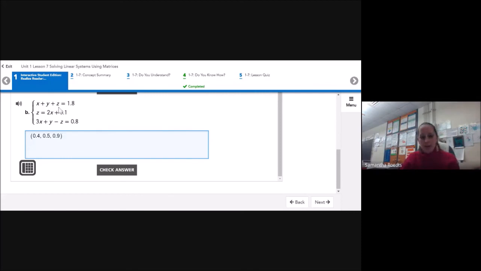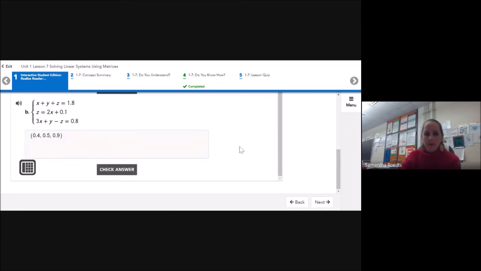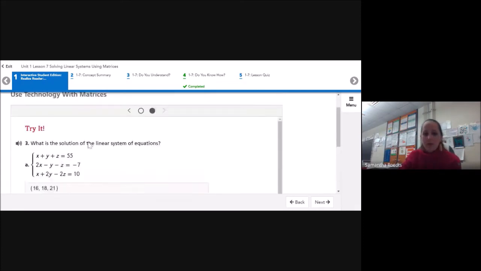Always substitute them back in, double check, make sure that they work out, because things happen. People input things incorrectly all the time. Always double check your answers. Okay. Any questions on that example?